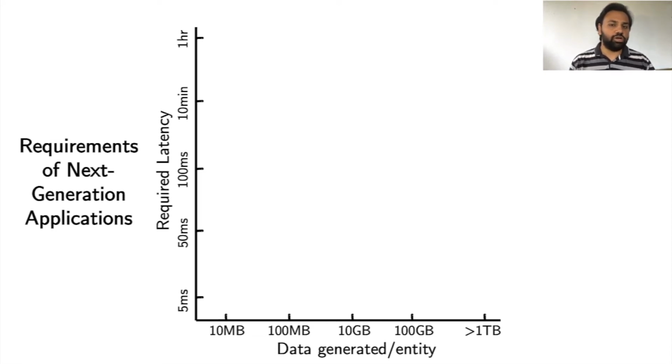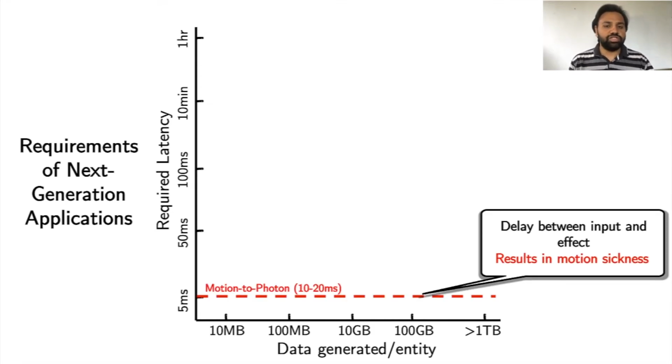We found that the majority of applications are human-centric in nature and are therefore governed by the human vestibular thresholds. The most stringent threshold is known as the motion-to-photon, which is the delay between the user input and its effect being reflected on a display screen. MTP latencies are estimated to be around 10 to 20 milliseconds and can result in motion sickness and dizziness if not adhered to. Maintaining latency below MTP is critical for immersive applications such as augmented reality, virtual reality, etc.